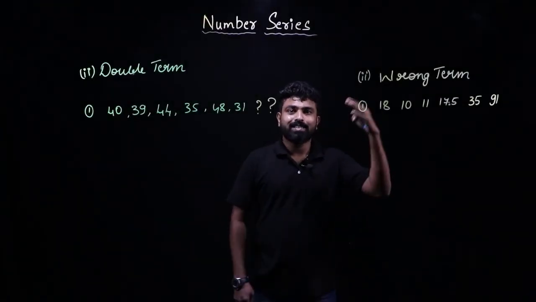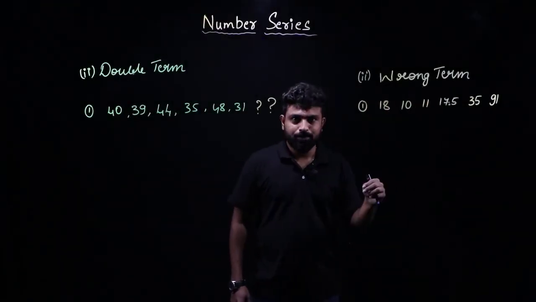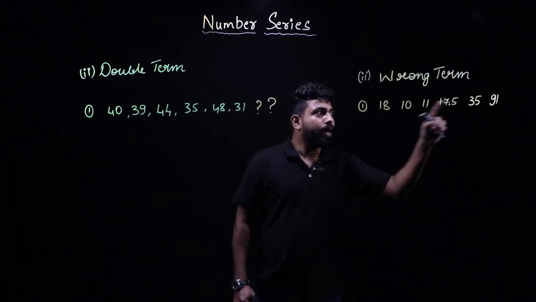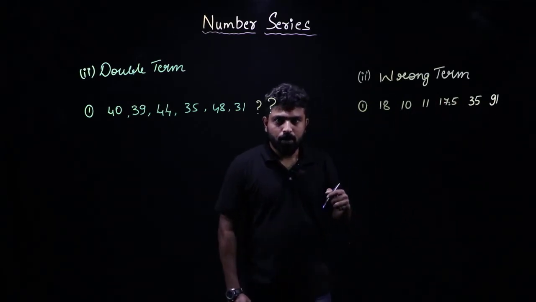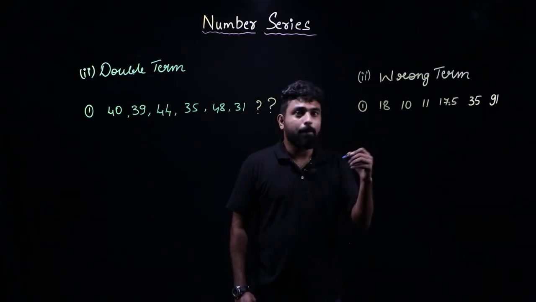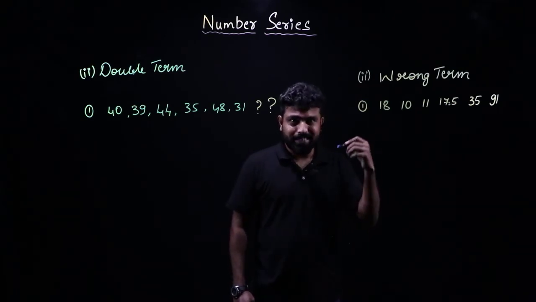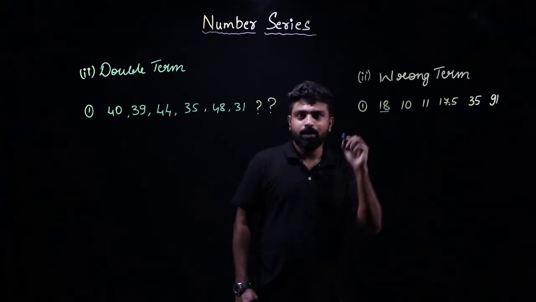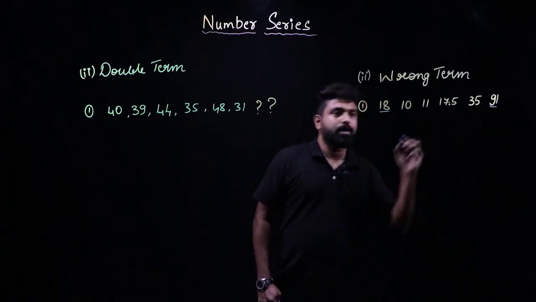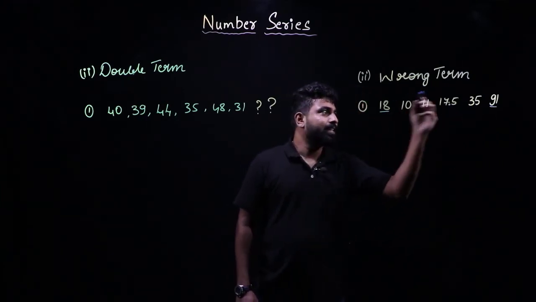Let us move on to our next type here, which is wrong terms. In this series, there is one wrong term which we need to find out. So which would be the wrong term? Let us apply the same logic here. Let us follow the same steps. Let us take the first term here, which is 18, and the last term here, which is 91. Let us take the difference between them.